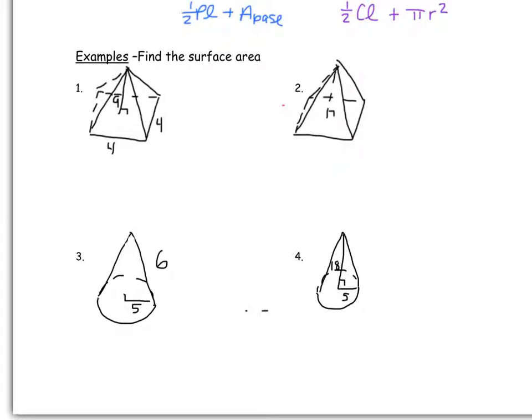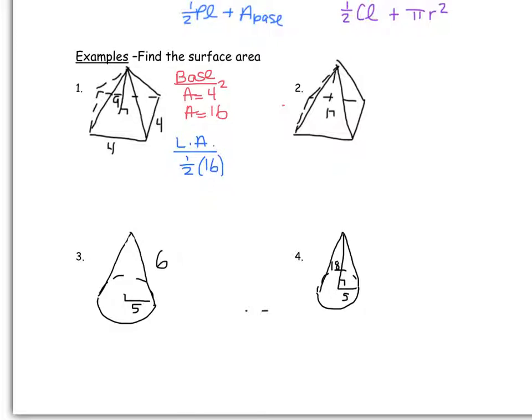Alright, so the first one is a square pyramid, which means we can easily find the area of the base by doing the side squared. The length of the side is 4. 4 squared gives you 16. Alright, that's the easy part. Now we need to find the lateral area, which means that we need to do 1/2 the perimeter of the base. So we can get the perimeter of the base, 4 plus 4 plus 4 plus 4 is 16, times the slant height. Now this is the new part.